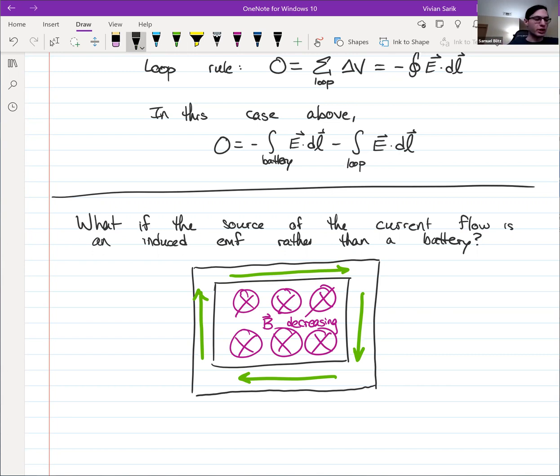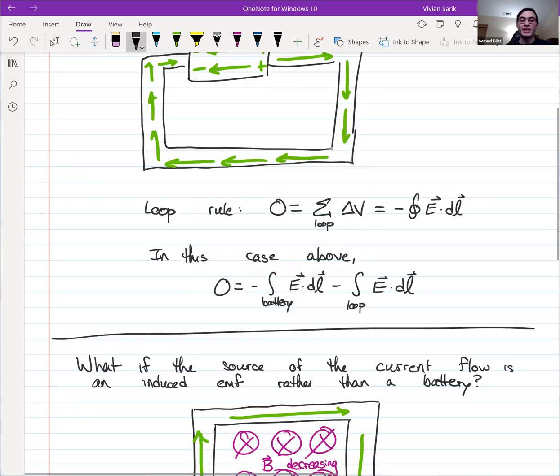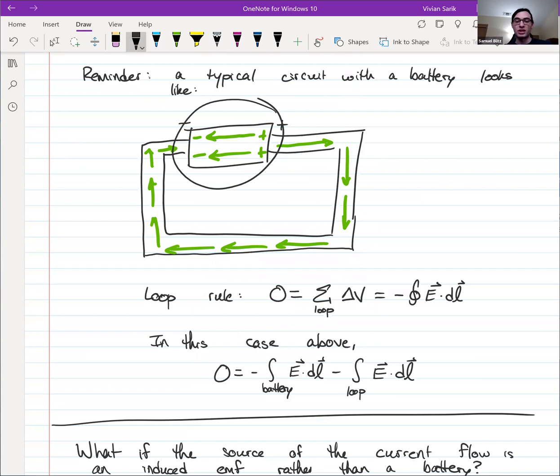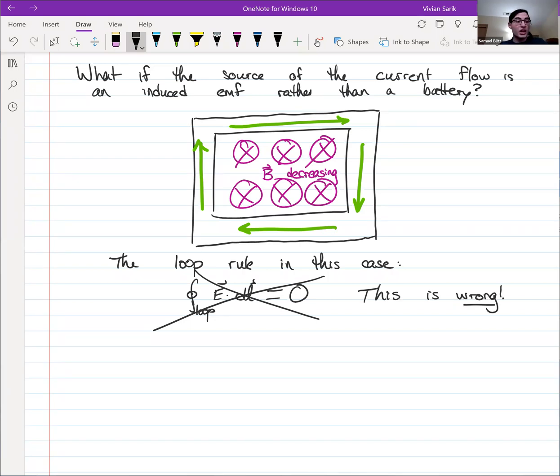So if we apply the loop rule here, the loop rule in this case is a lot more simple. It's just a closed integral over the entirety of the loop of E dot dl, and it would say that this is equal to 0. But here the electric field is always pointing in the same direction, unlike in the case where the electric field is pointing in the opposite direction inside the battery. So there's no chance for this thing to cancel out with anything. So it could not possibly be 0, because there's nothing to cancel out against.